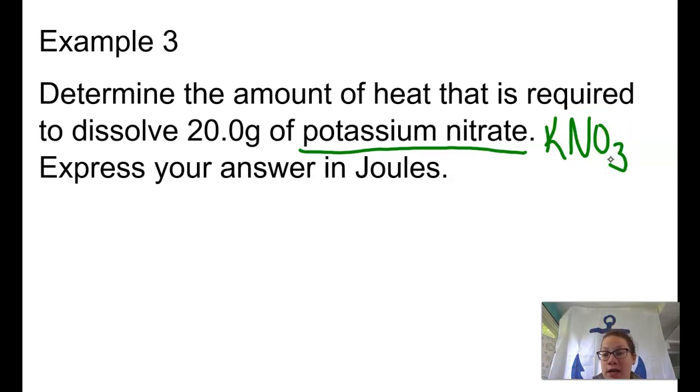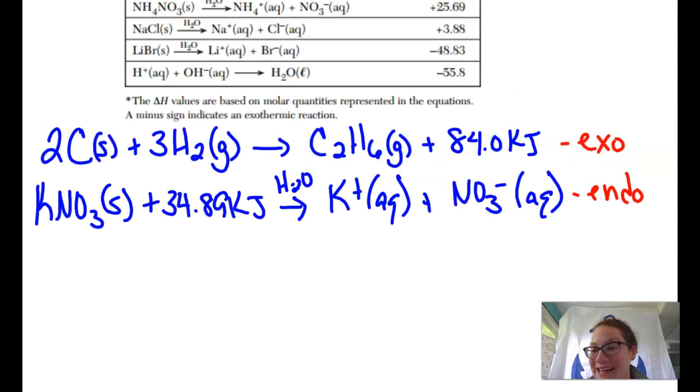All right, so let's go ahead and on the table, I find the reaction for the dissolving of KNO3. I knew I picked this reaction for a reason, so you should already have it in your notes: KNO3 solid plus 34.89 kilojoules over water. So you are going to recopy this reaction down.